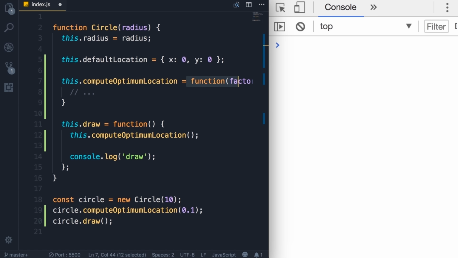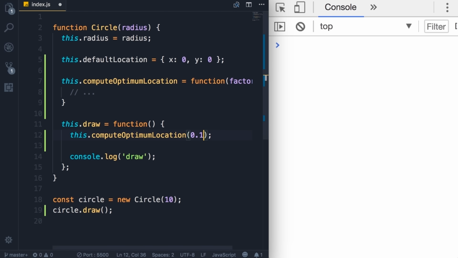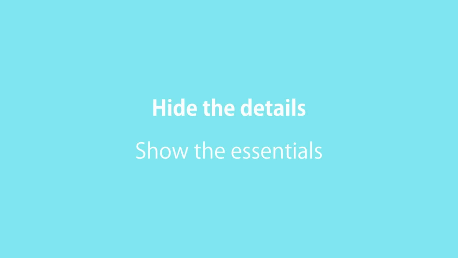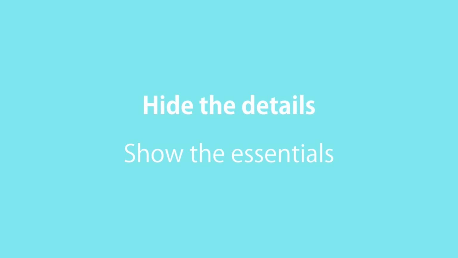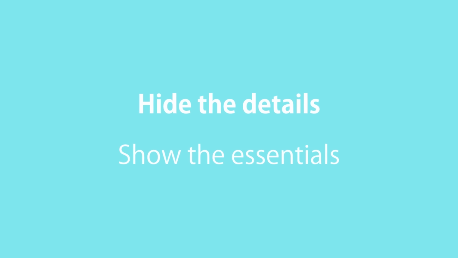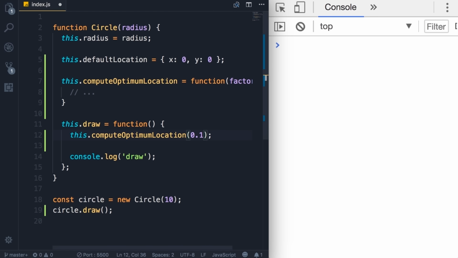In contrast, imagine if this method was not accessible from the outside. Then we wouldn't have to modify this line. We would only modify line 12, where we have called this function, right? So remember the abstraction principle of object-oriented programming. Hide the details and expose only the essentials. In the next lecture, I'm going to show you how to implement this in JavaScript.